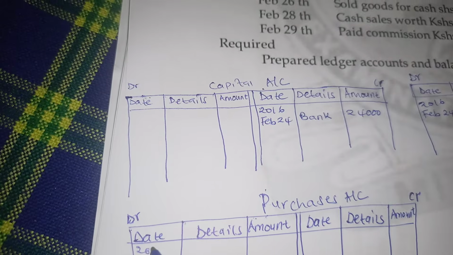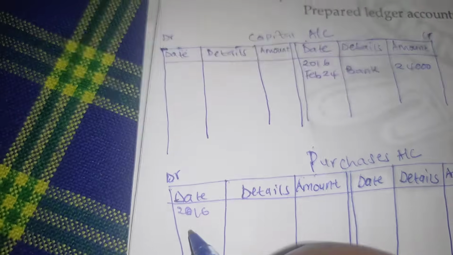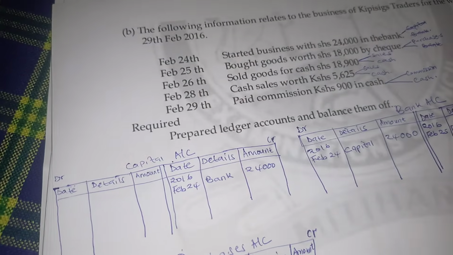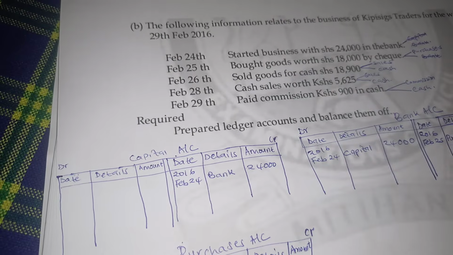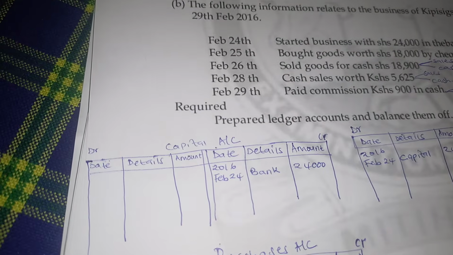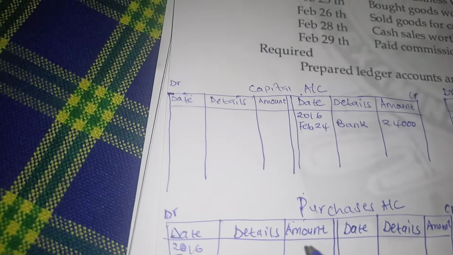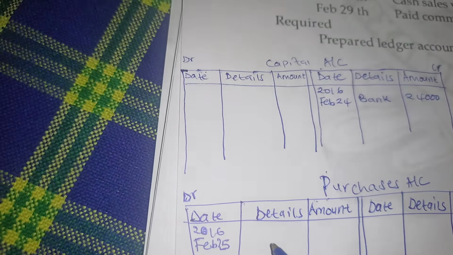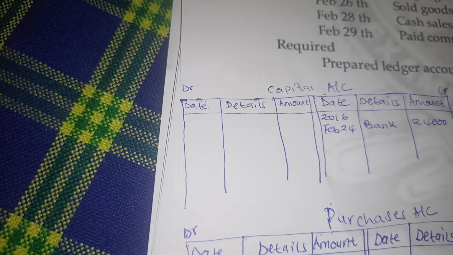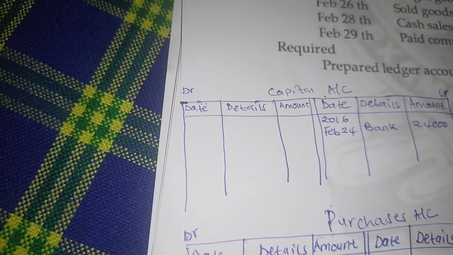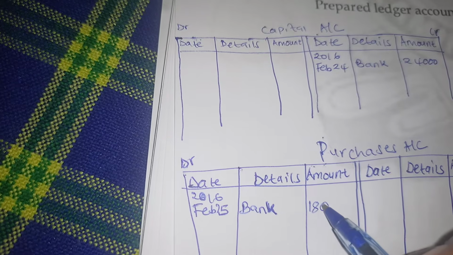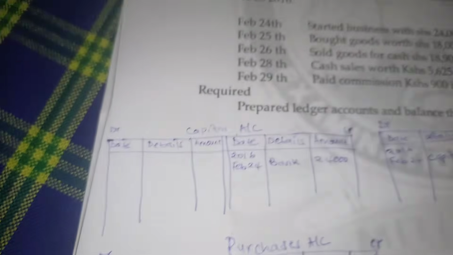So the year is 2016, the month is February, and the date we are seeing clearly is the 25th of February. These purchases were paid using money in the bank that amounted to 18,000. And we are through with that.